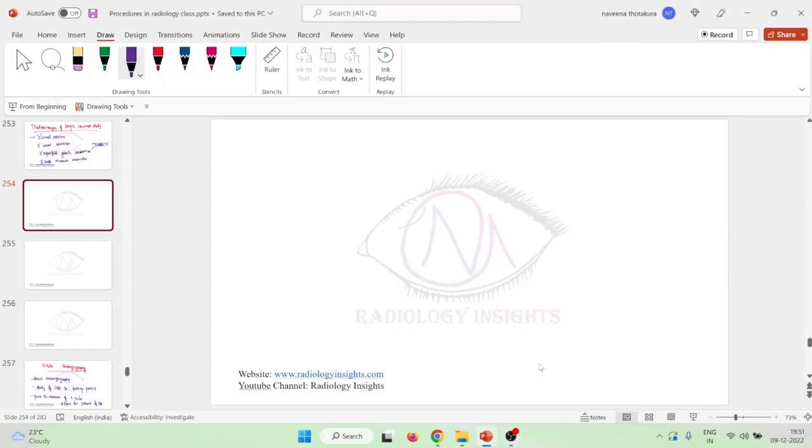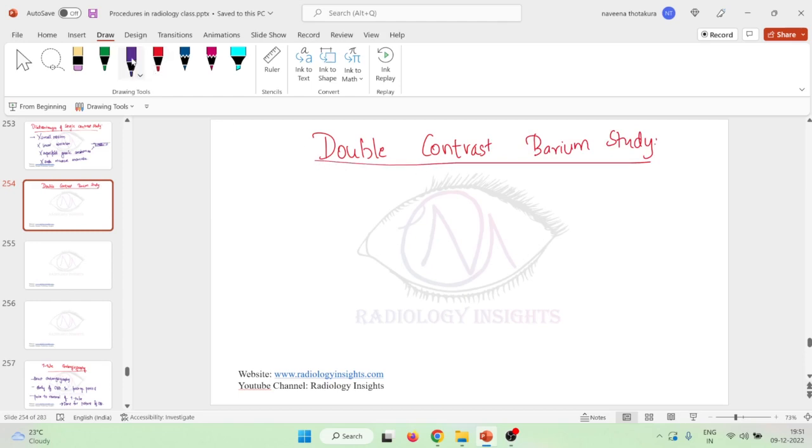Hello friends, let us now learn some important points about double contrast barium study. In a double contrast barium study, this technique mainly started in Japan, where there is an increased incidence of gastric malignancies. Gastric malignancies are more common in Japan. As a result, this double contrast barium study started in Japan.